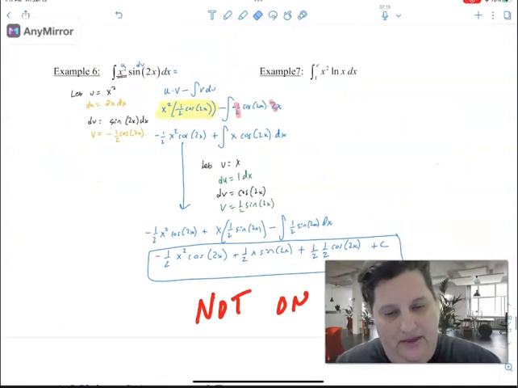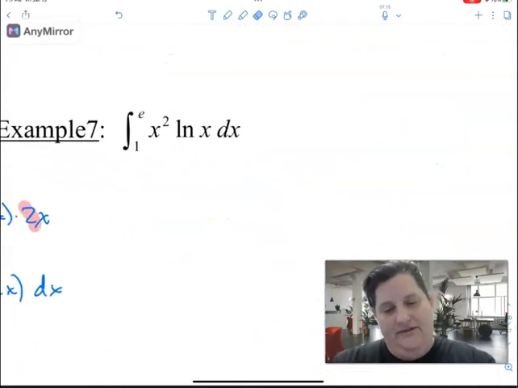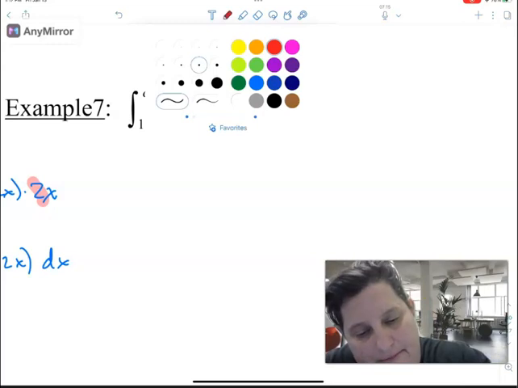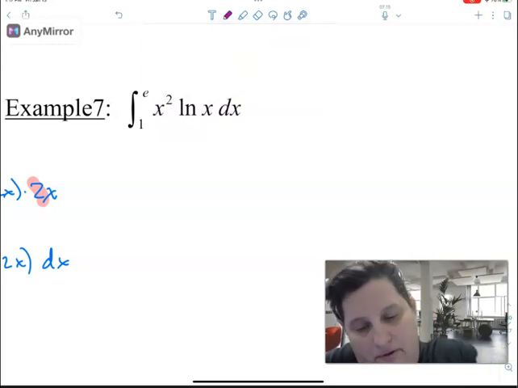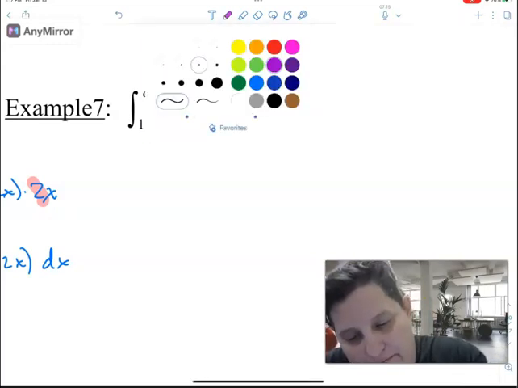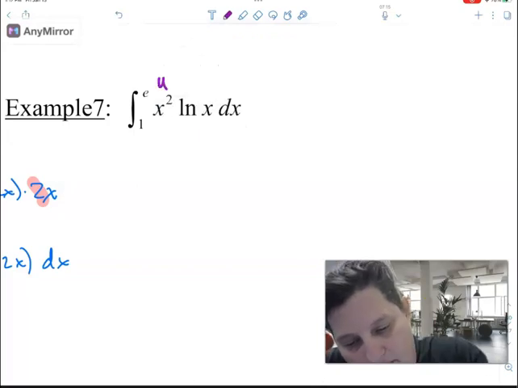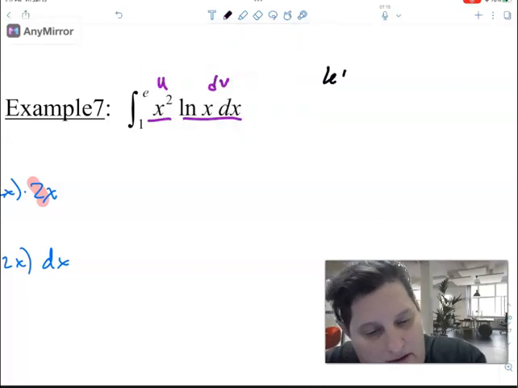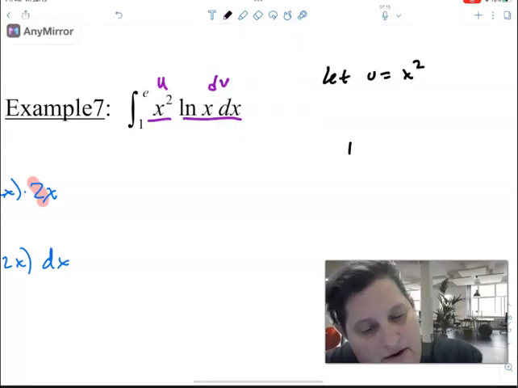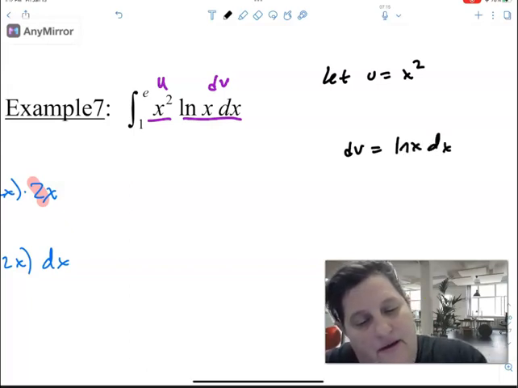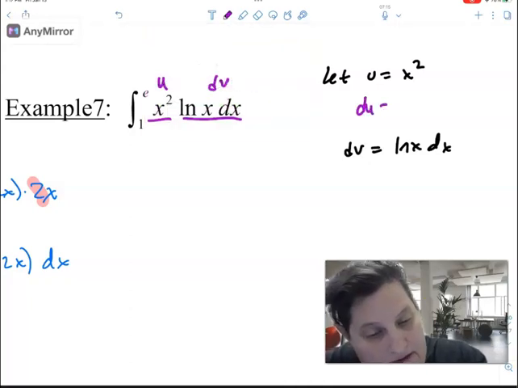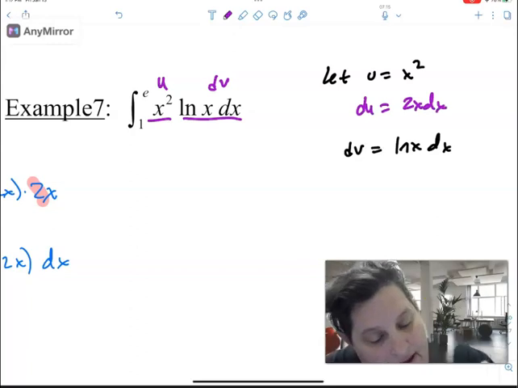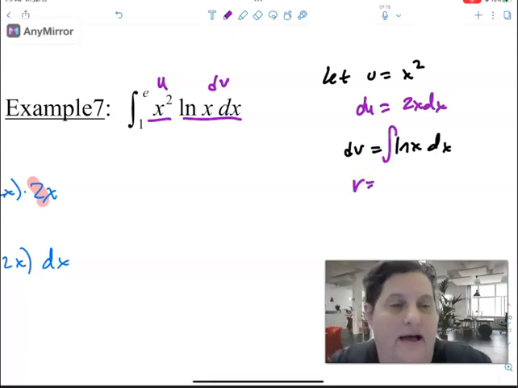So, anyway, that's that. All right, last one. Now, this is a definite integral. X squared gets simpler, so that's going to be u right here, and then that's going to be dv. Okay? So, let u be x squared and dv equal ln x dx. Then du is 2x, and v is the integral of ln.